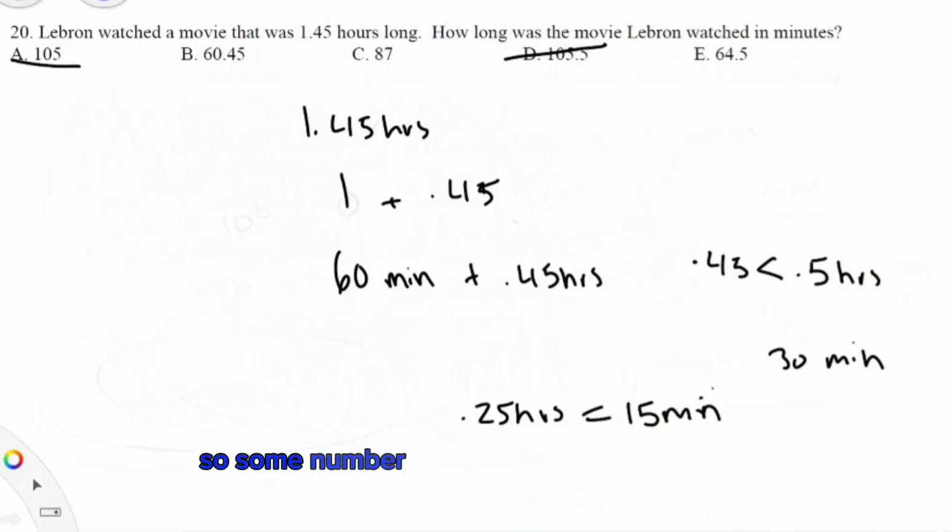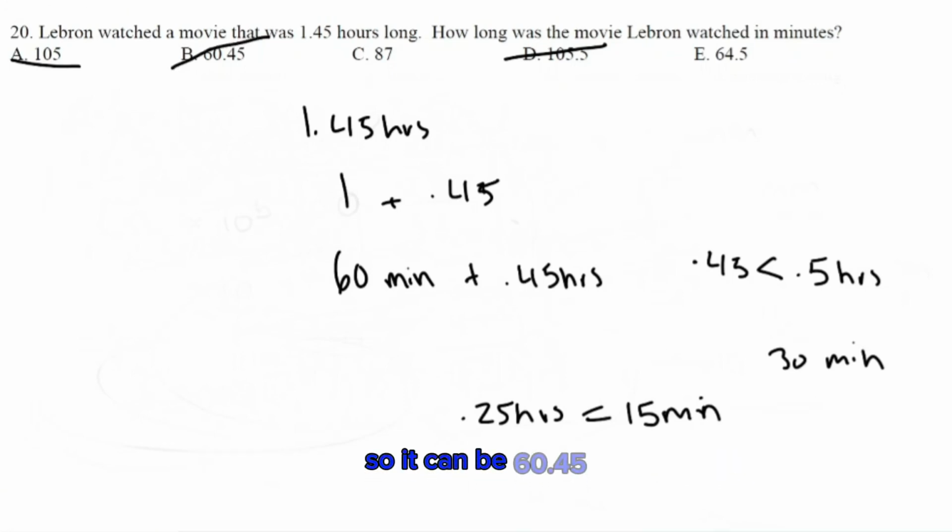So it's some number between 15 and 30 minutes. So it can be 60.45 and it can be 64.5. So we're only left with 87, and that's your answer. However, let's say that we had two answers hypothetically that are in the same range.